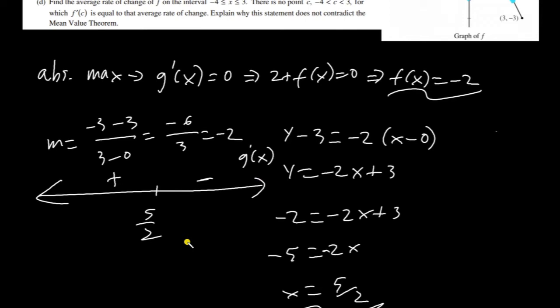This was a 3-point question. 1 point for setting g prime of x equal to 0, 1 point for determining x equals 5/2, and 1 point for a justification. Okay, so part C: find all values of x on the interval from -4 to 3 where the graph of g has a point of inflection, and give a reason for your answer.